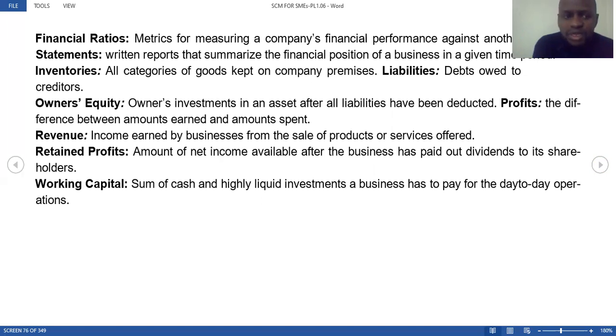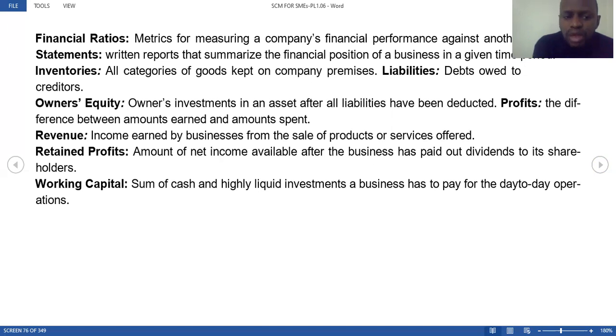Then the profit is referred to as the difference between the amount earned and the amount spent. So this is the difference between the revenue and the expenses that you have spent at the end of the day. So once you do that, then you'll be able to remain with the profits. And profits can be in two ways. We have the gross profit and we have the net profit.